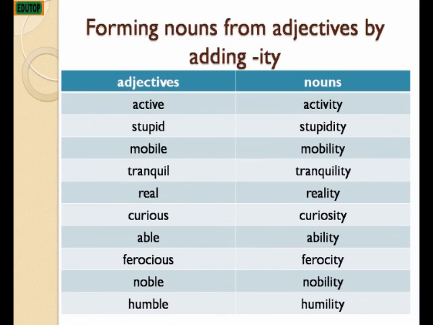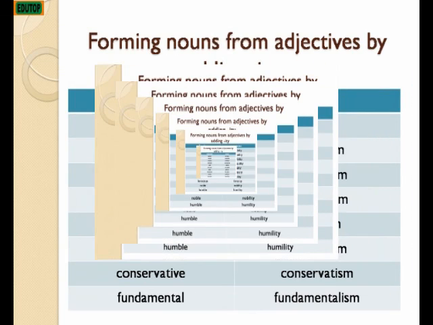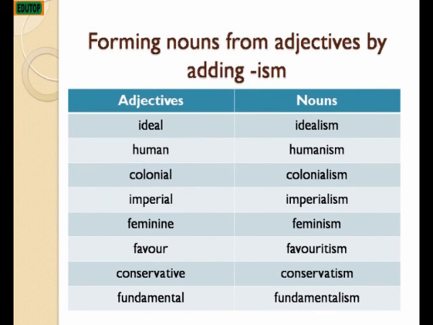Examples: active, activity; stupid, stupidity; mobile, mobility; tranquil, tranquility; real, reality; curious, curiosity; able, ability; ferocious, ferocity; noble, nobility. How nouns can be formed from adjectives by adding ism.